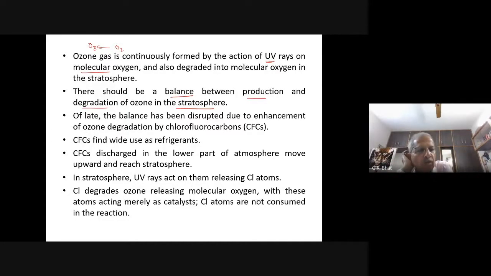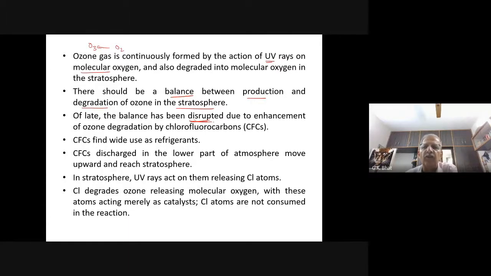Now, what is the problem? The problem is with regard to thinning of the ozone. We want this ozone umbrella. This is a good ozone. It is protecting us from the UV rays. Of late, the balance has been disrupted. This balance, formation and degradation.